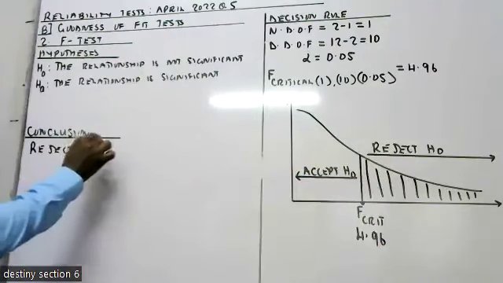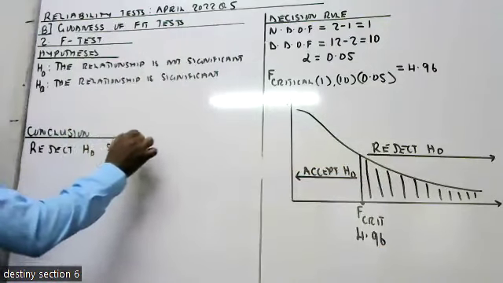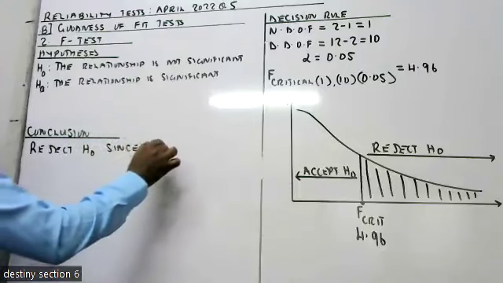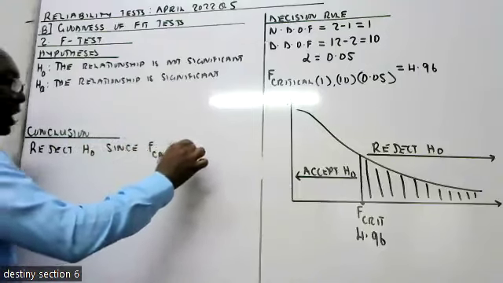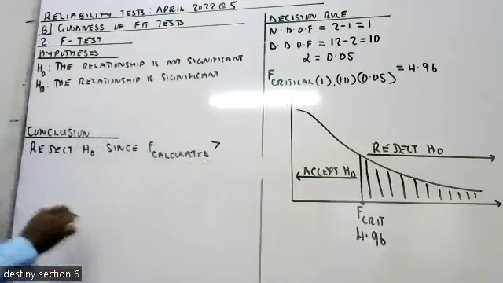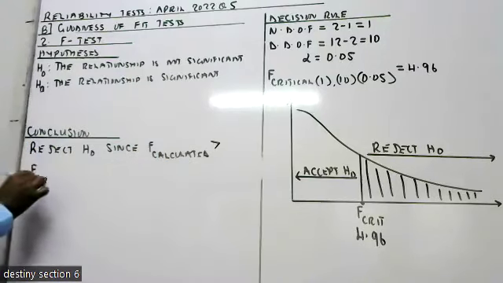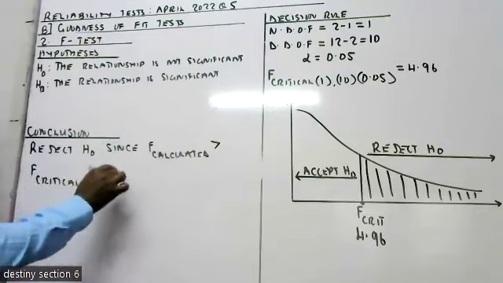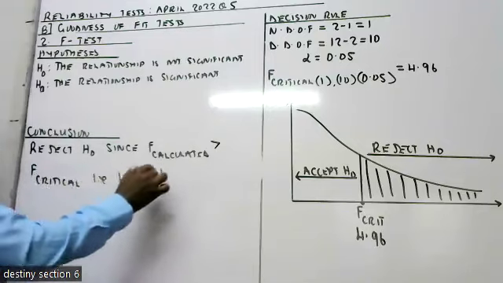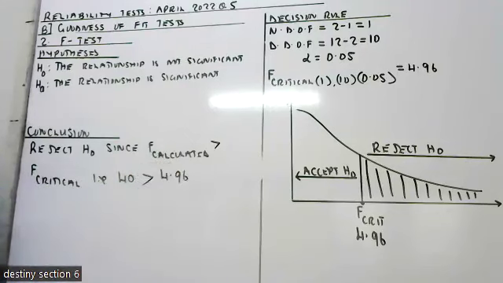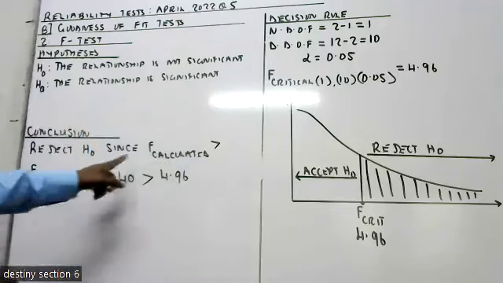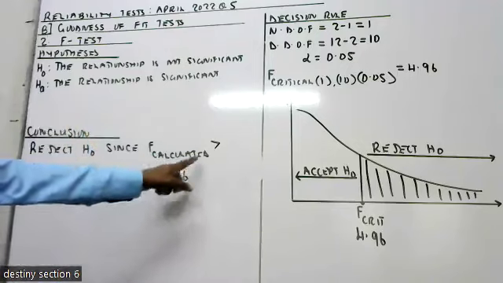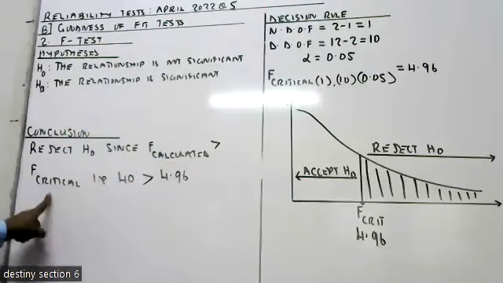Reject null hypothesis. Why? Since F calculated is greater than F critical. That is 40 is greater than 4.96. So we are going to reject the null hypothesis since F calculated is greater than F critical. That is 40 is greater than 4.96.